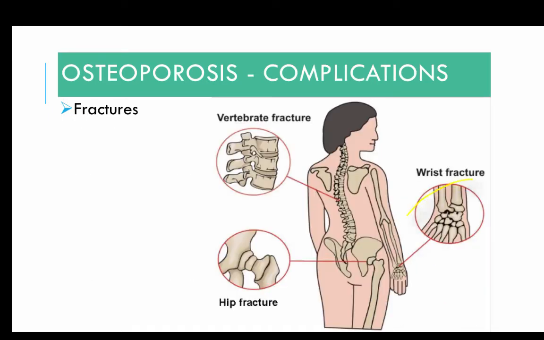Complications of osteoporosis, one of the most frequent ones we see is hip fractures and vertebral fractures, and also wrist fractures because people stick their arms out to catch themselves when they fall. And hip fractures, most of the time, if somebody gets a hip fracture and they're over the age of 60, there is some osteoporosis that's present.